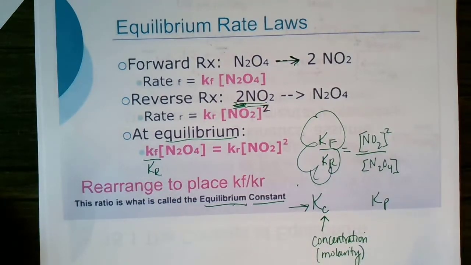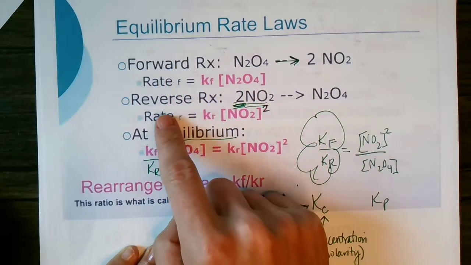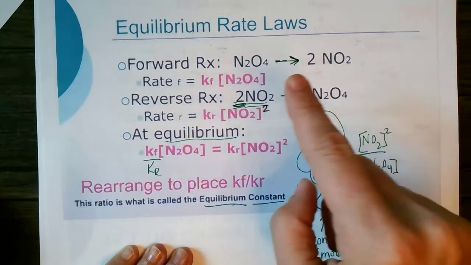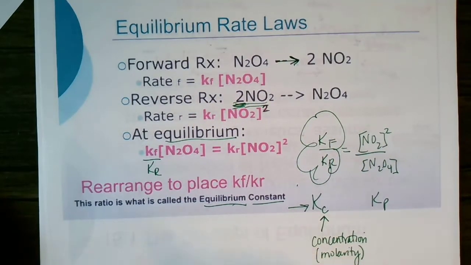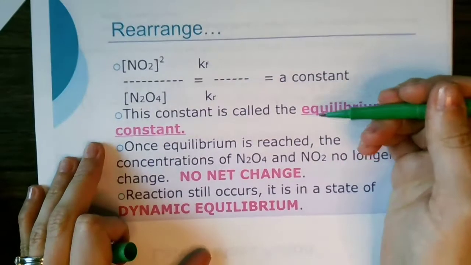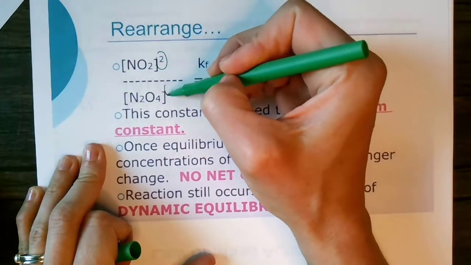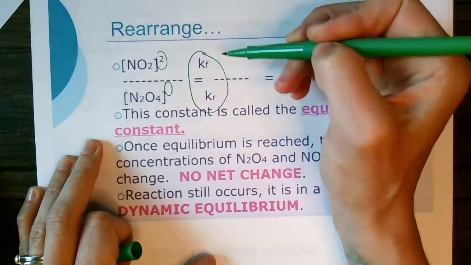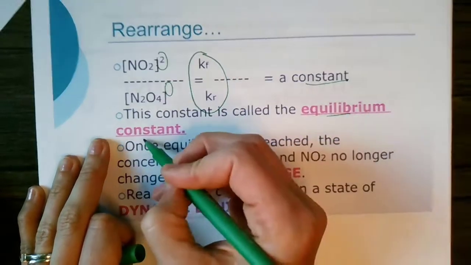So a long-winded answer to tell us what is equilibrium? Well, it's a dynamic state when the reactants are turning into the products at the same rate that the products are turning back into the reactants under the same conditions. So then, again, we rearranged. We have our product over our reactant, again, with our stoichiometric ratios. Gave us our Kf over Kr, which is our constant, and that constant is called the equilibrium constant.